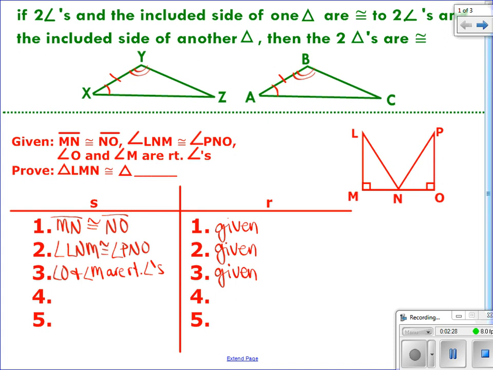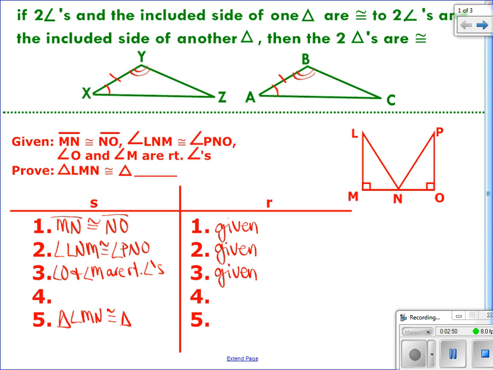Which one? Number 5. What's going to go right here on the left? Triangle LMN is congruent to triangle PON. Okay, so we'll talk about that congruent statement in a second, but whatever is here in your proof is going to be your last step. That's what we're trying to do in the end.